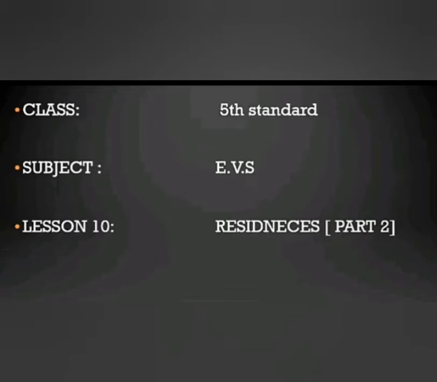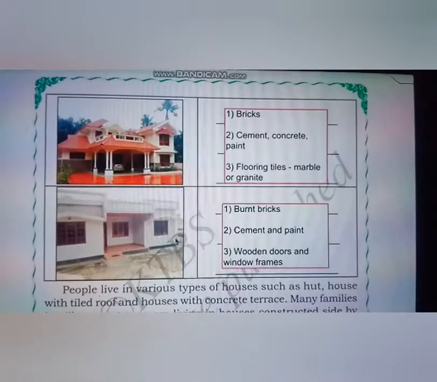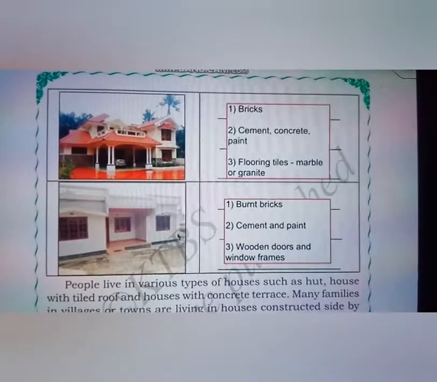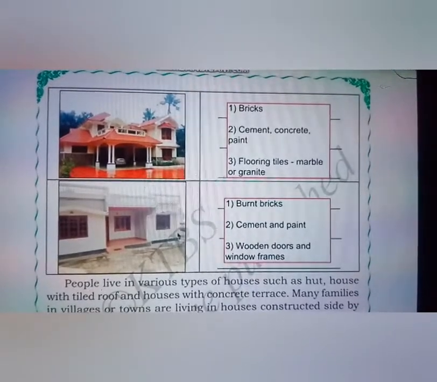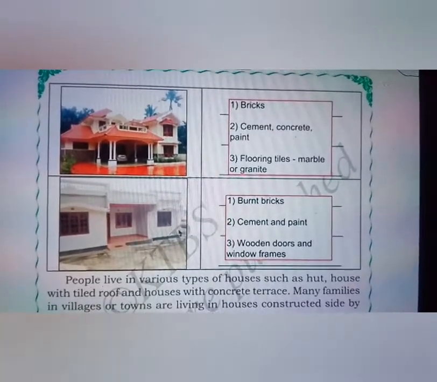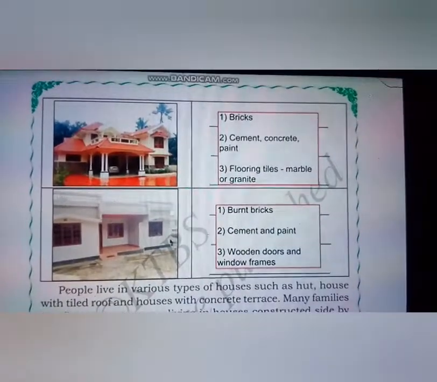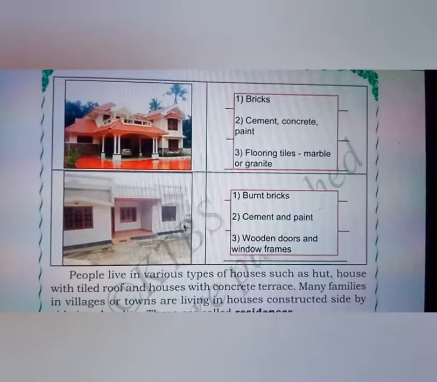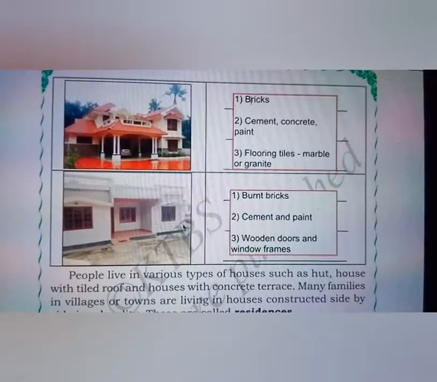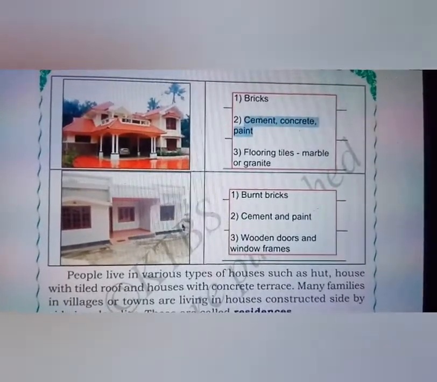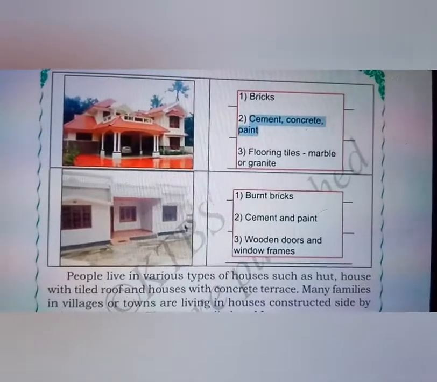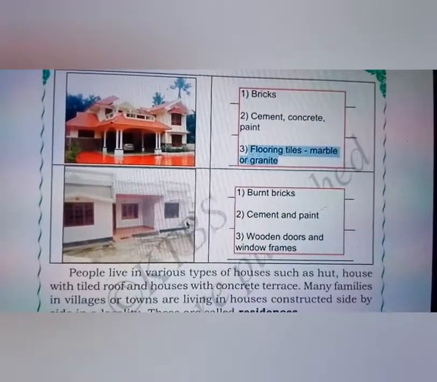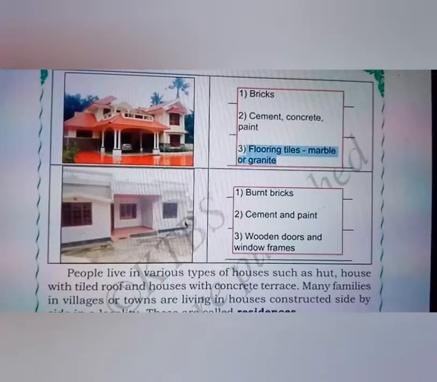Okay, children, let's start. The second house shown is a big bungalow. You can see it has colored walls, nice roofing, and a garden in front of this house. The housing materials required are bricks, cement, concrete and paints. And for the inside flooring, we also need flooring tiles and marble or granite.